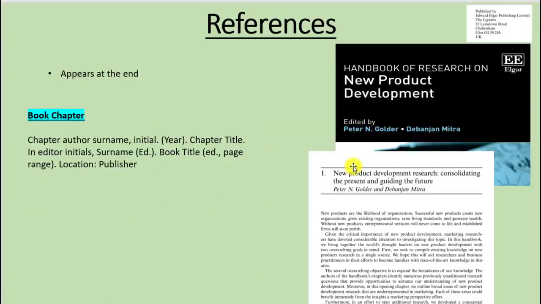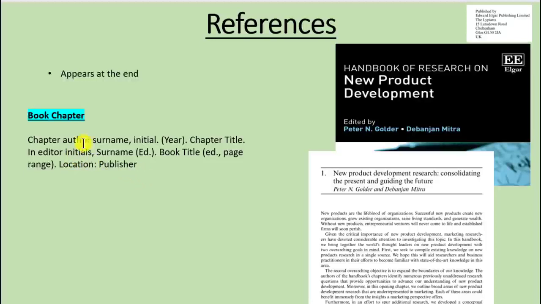Sometimes there is a book where there are many chapters. Book is edited by different authors and chapters are written by different authors, as shown in this example. In this example, the book is Handbook of Research on New Product Development, which was edited by Peter and Debenzen, whereas the first chapter is written by Peter and Devanjan. It's the same author, but in other cases there could be different authors. So what you should do is, let's assume chapter author is different. In this case it was the same, but in many cases there will be different chapter authors and different book editors.